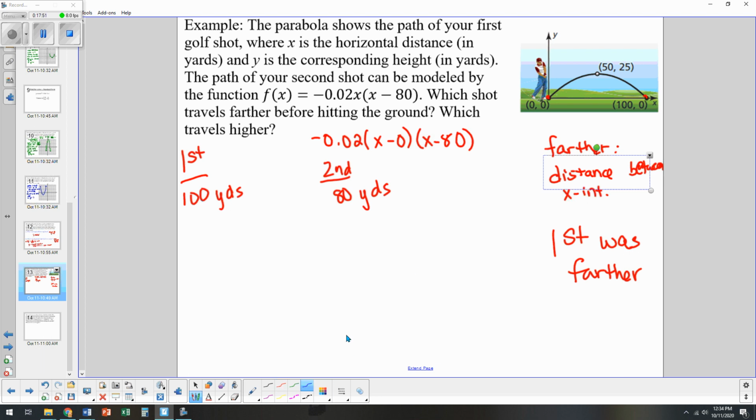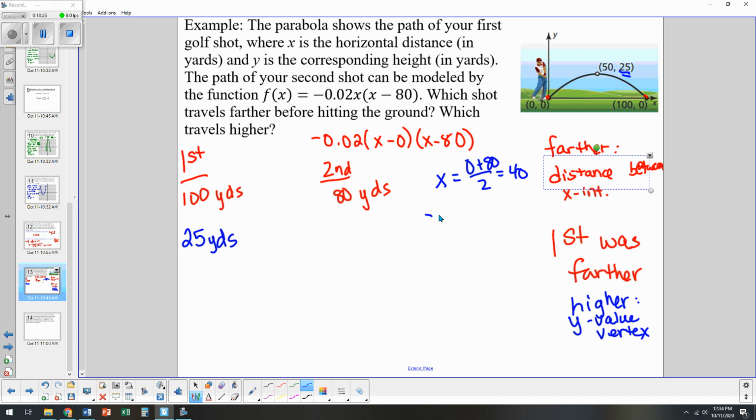Then we want to know which one travels higher. And higher, we're talking about the y value of the vertex. That's talking about our max height. So if we want to know which one travels higher, the first one showed me it had a y value of 25 yards. For my second one, I'm actually going to have to find the vertex. So we know x is going to equal 0 plus 80 over 2, which is 40.